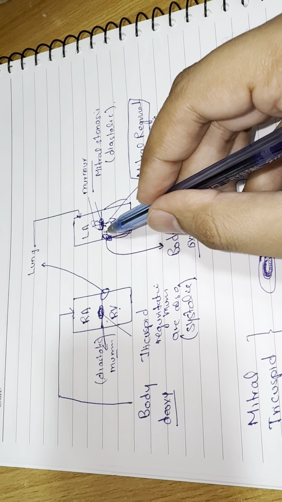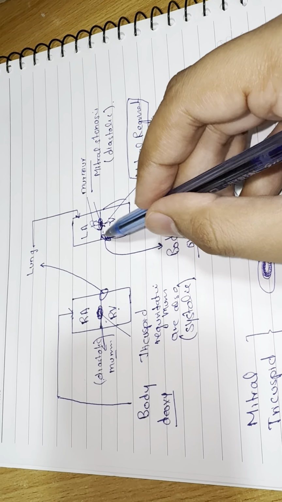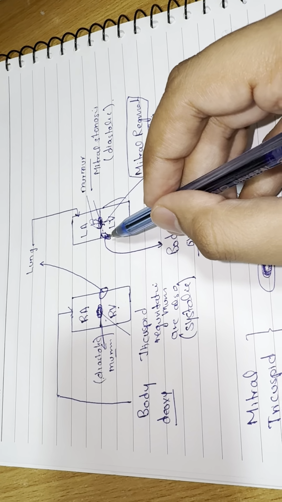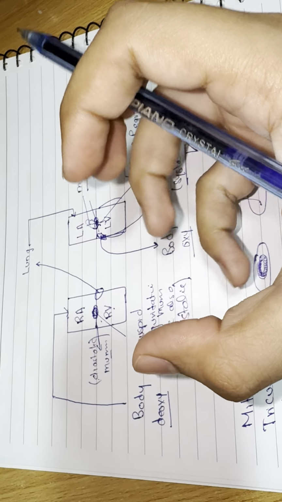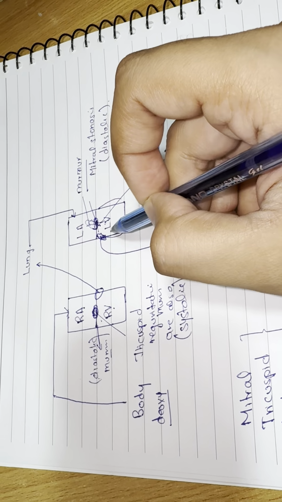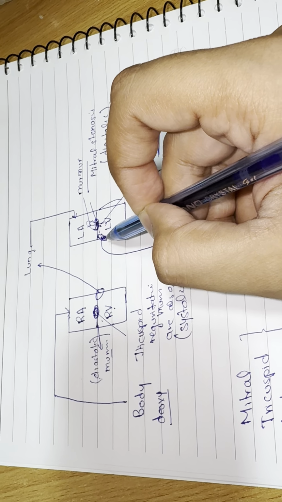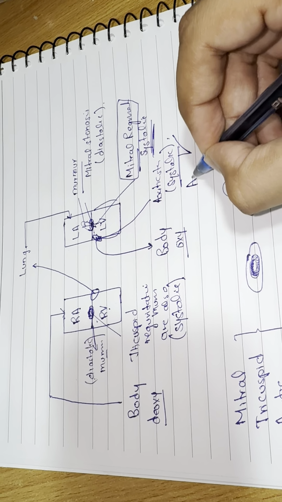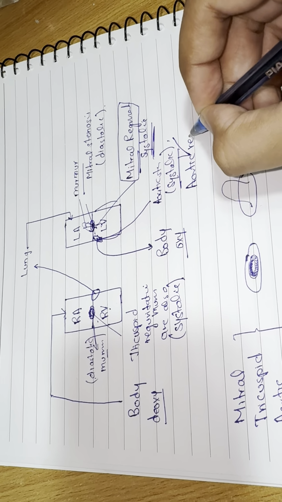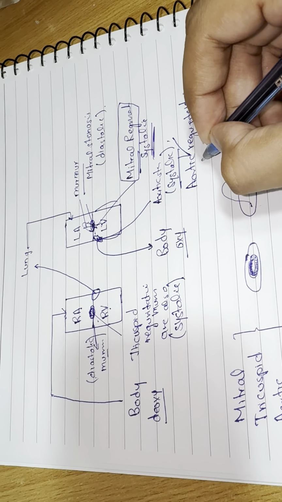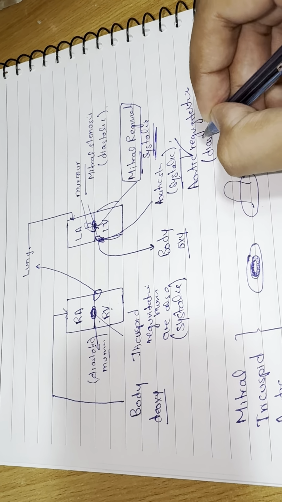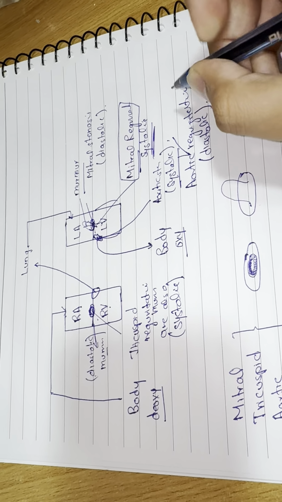And if this valve is incompetent, when the heart contracts and relaxes again, the backflow will occur. So the murmurs of aortic regurgitation are diastolic, mainly early diastolic murmurs.